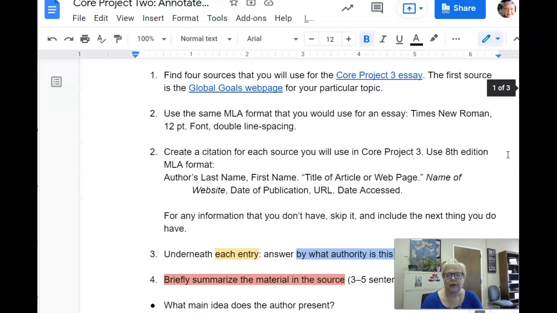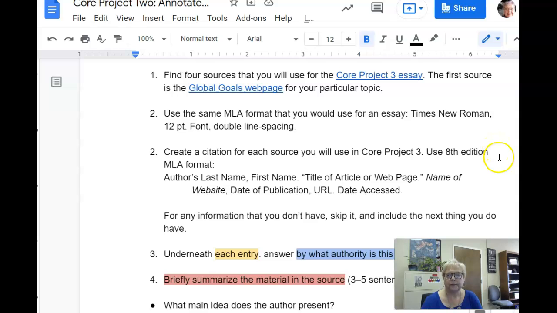What we're going to do, Core Project 3, you had to use 5 to 6 sources, and for this we're only going to pick 4 of those that you already found. So from your Works Cited page, you're going to pick 4 sources that you're going to put in your annotated bibliography. So you've already got them, and we're just going to embellish them. Annotated means putting notes on them.